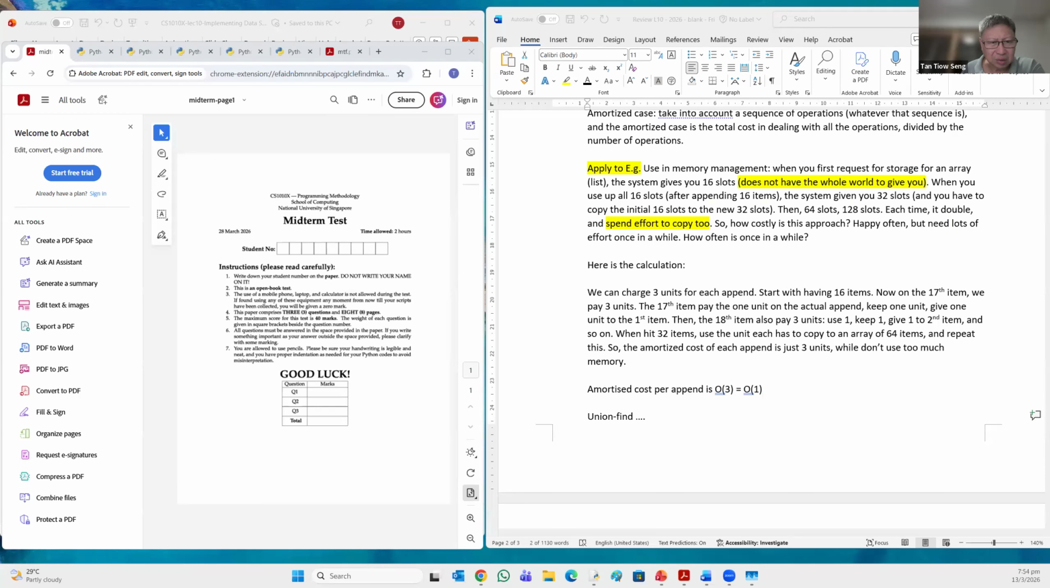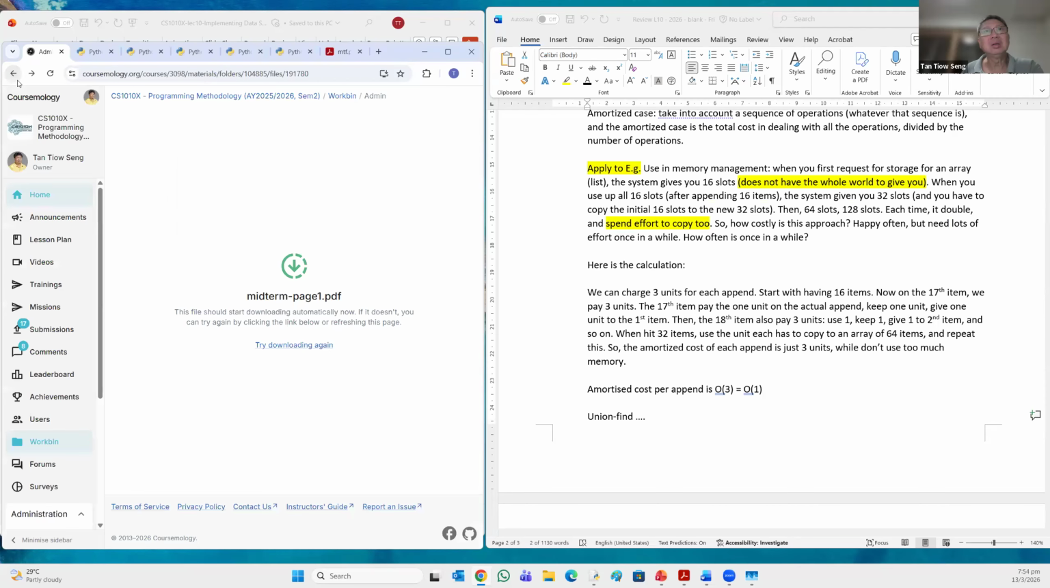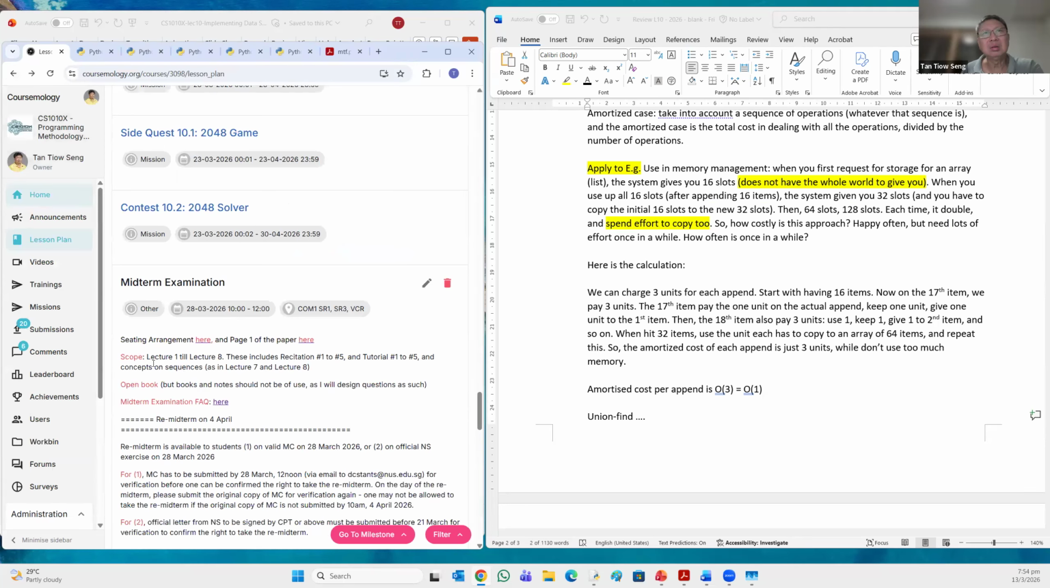The test topics are until chapter 8. Let me see, it's stated here: lecture 1 to lecture 8, yes. And concepts on sequences. Sequences include list, tuples, dictionary, and so on. Even though recitation up to 5 doesn't have all those, it's in lecture 8. Or you can bring your own draft paper.